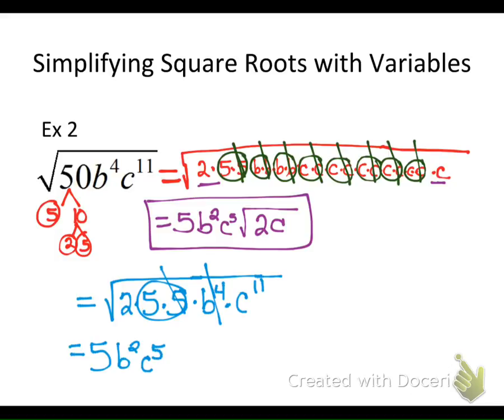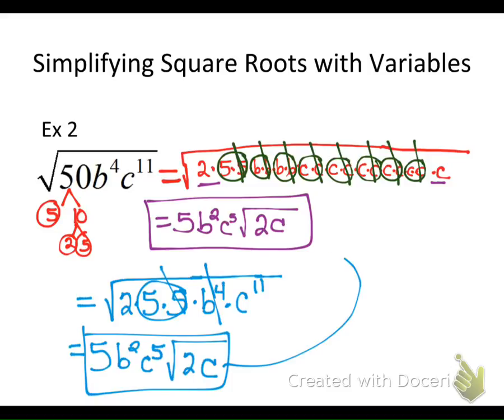Now, how many extra are we going to have on the inside? How many are we going to have left? 1. Just 1. What's the number that's also going to be left on the inside? 2. So do you see how we end up with the same answer? We ended up with the same answer, just a lot less work.